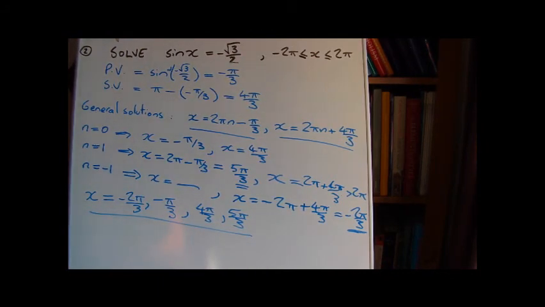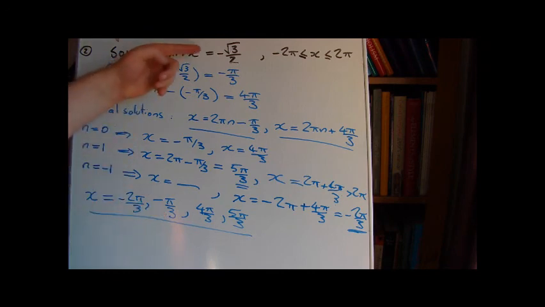We can check that these are the solutions again by substituting each of them back into the original, and we'll find that sine of each of these values is about minus root 3 over 2. It's about minus 0.866.